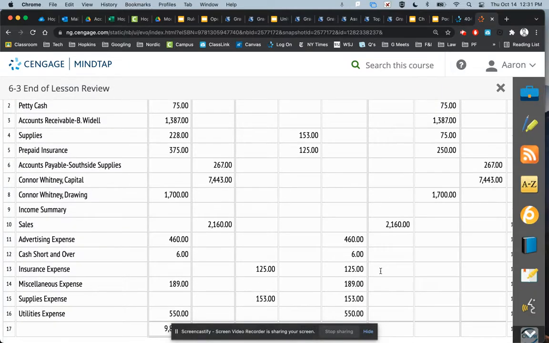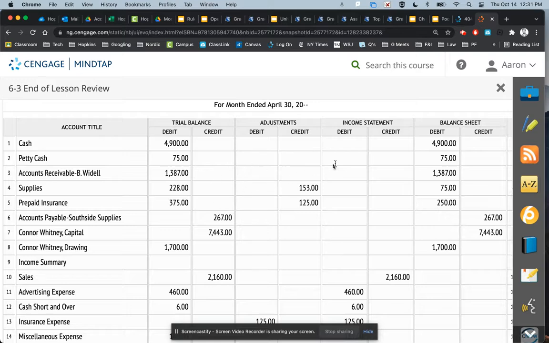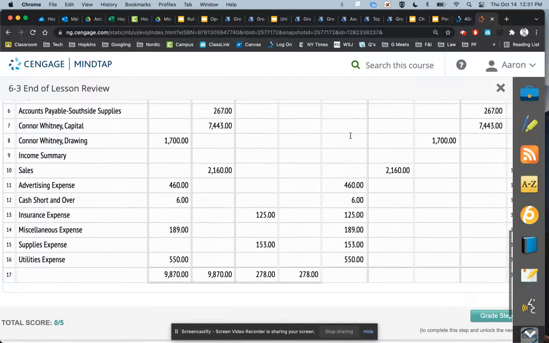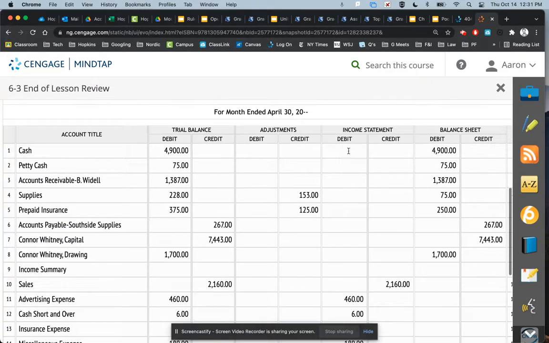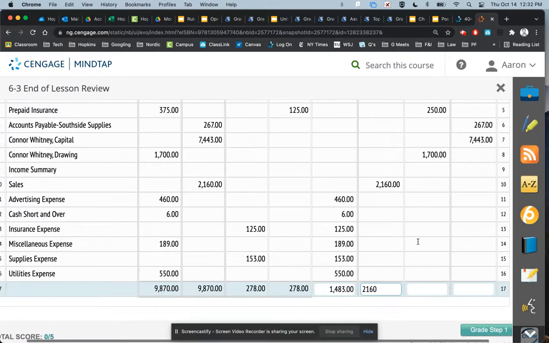So we have extended all of our balances. Now we need to do what we have done before, and we need to add all the totals in all of these columns. If we add all of our expenses here, because we're going to start just with the income statement debits, that total is 1483. I did this before to save some time. So all the expenses added together are 1483. Sales is just 2160. We only have one number in the sales.